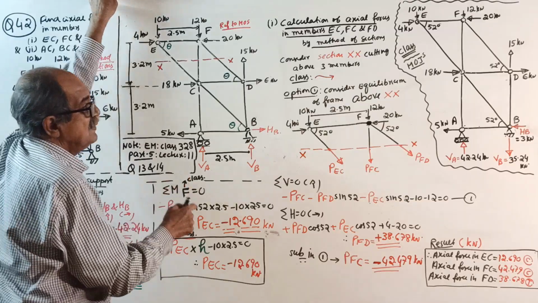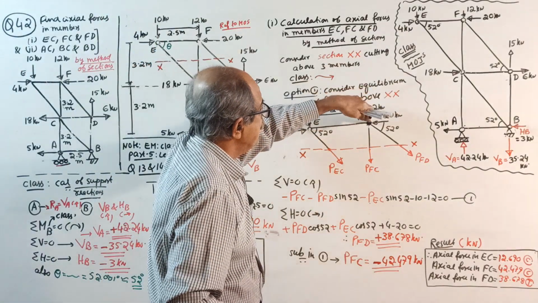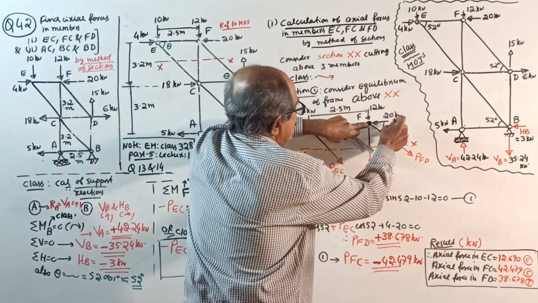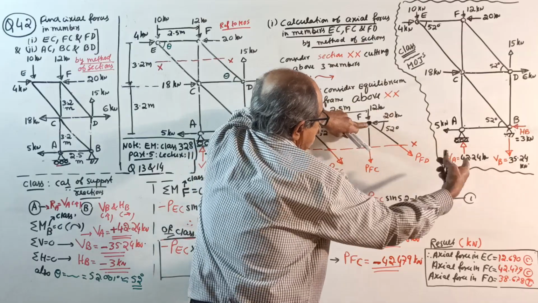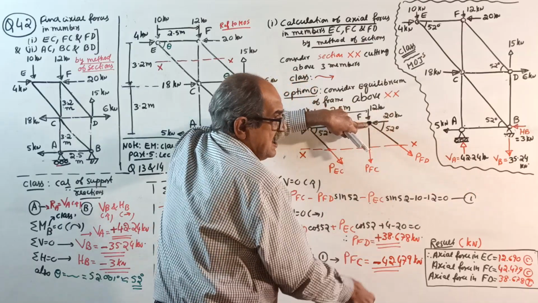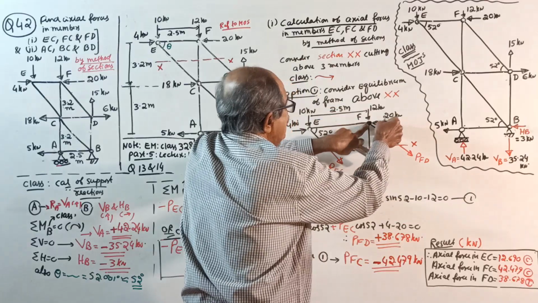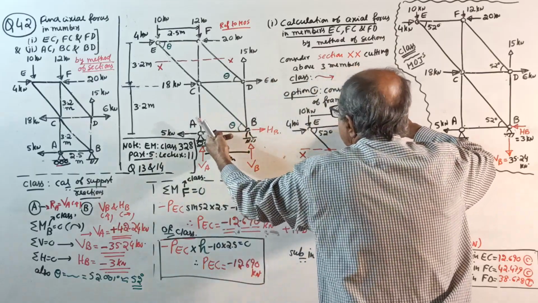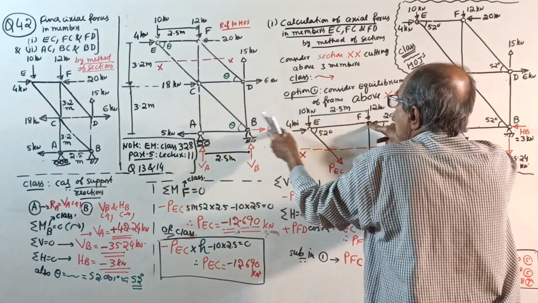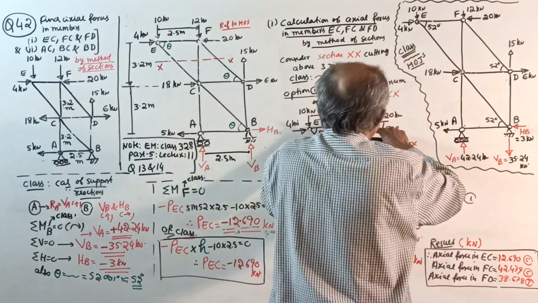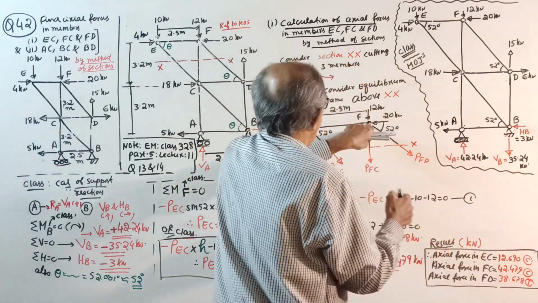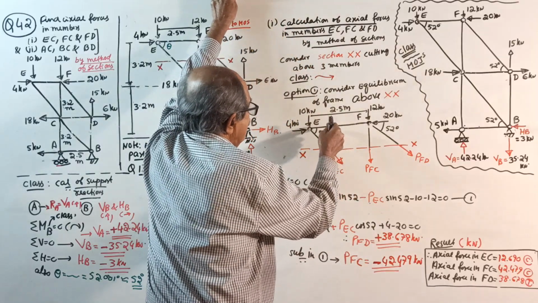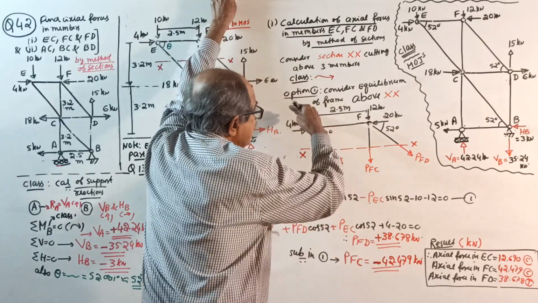I told in the class: put the finger at F. Make a note. When you take moment about F, PFD into 0, PFC also into 0, 20 into 0, 12 into 0, even this 4 kN also into 0. Why? All those forces are passing through F. Only forces are 10 and PEC. See, PEC is an inclined force.